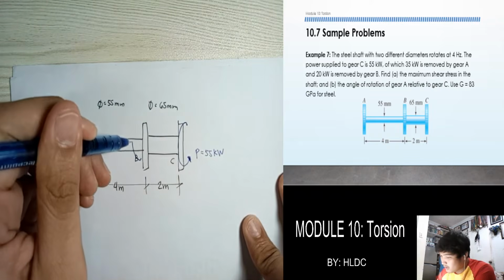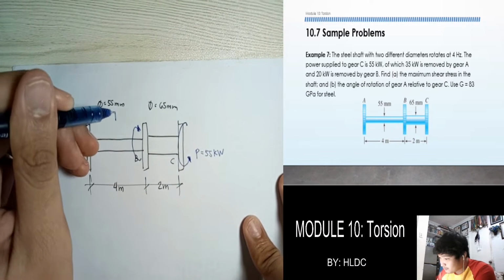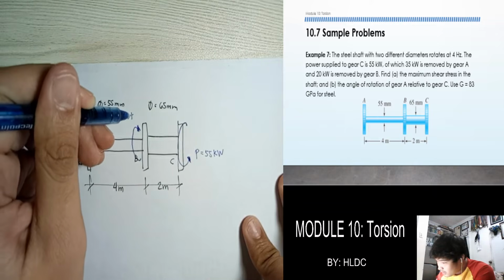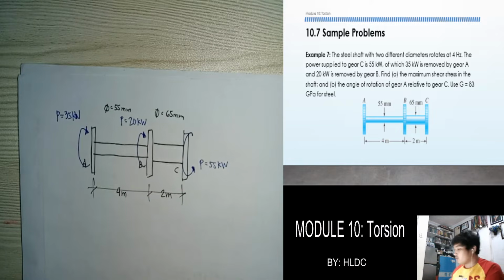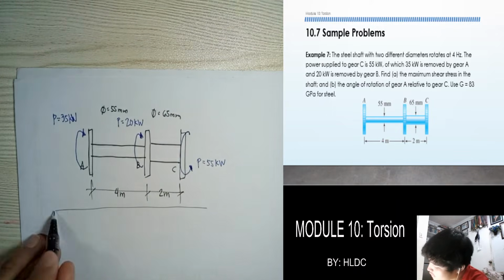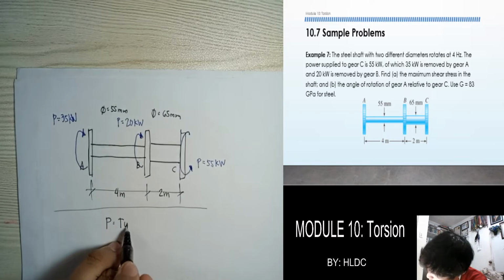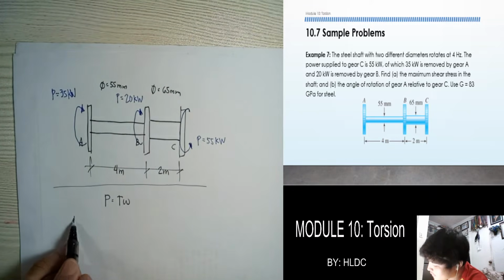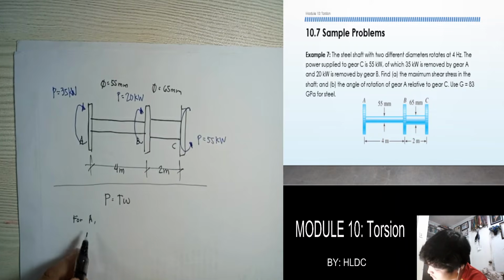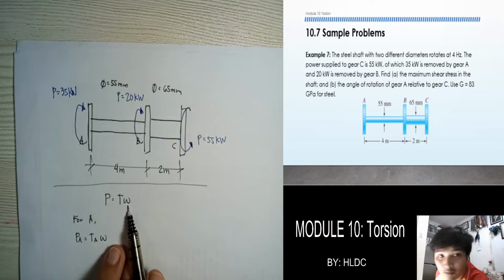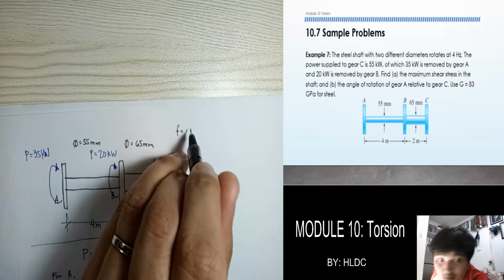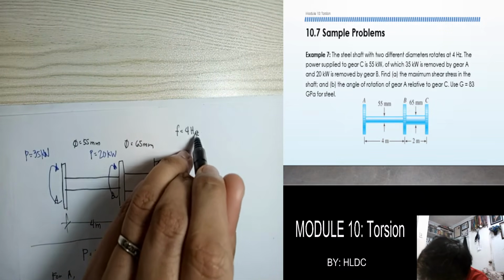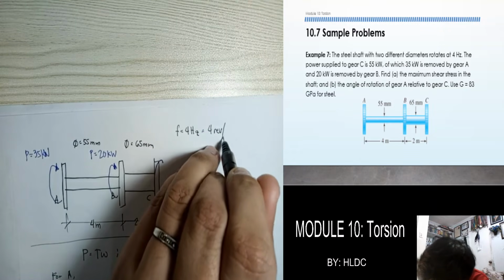And then dito, tatanggalin naman niya yung ilan class? Yung remaining 20 kilowatts. So, ang gawin natin class, i-convert natin yung power into torque. So, recall that power is equal sa torque times d omega. Okay, so for A, so magiging PA is equal sa TA and then omega. But yung omega walang binigay, pero may binigay sa ating class na frequency. Yung frequency daw is 4 Hz or equivalent sa 4 revolution per second.